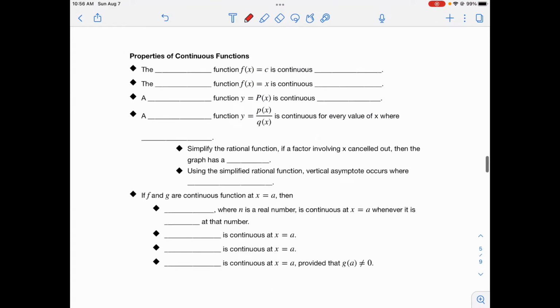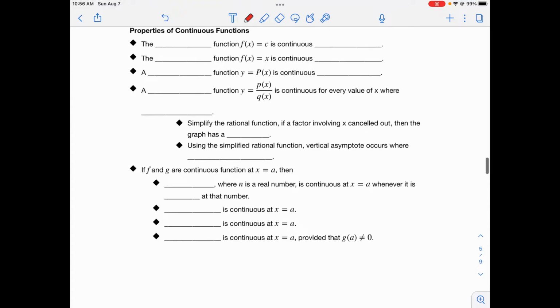Okay, sometimes we can just look at the type of function and figure out continuity and information about it. There are certain functions that are continuous everywhere, so we just memorize these and they help us a little bit. The constant function, f of x equals a constant, is continuous everywhere. It's a horizontal line. The identity function, f of x equals x, is continuous everywhere. In fact, any polynomial function, y equals p of x, is continuous everywhere.